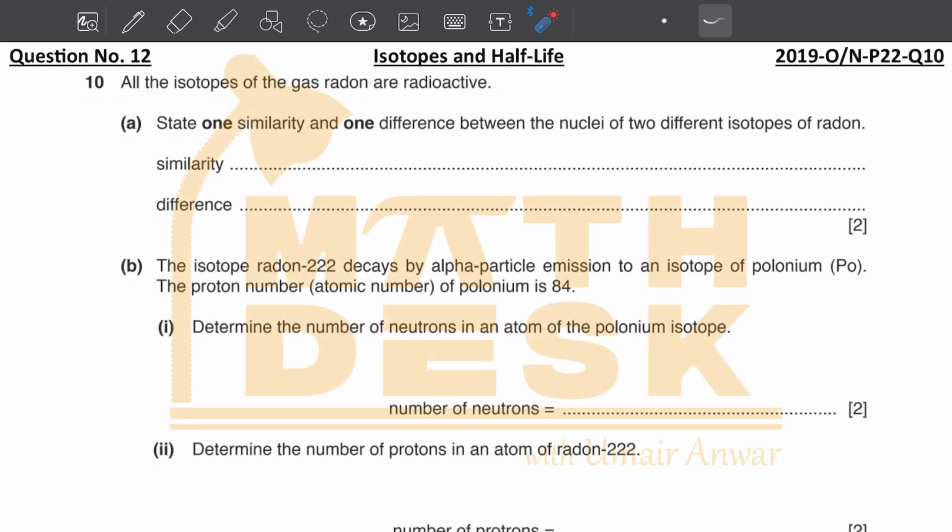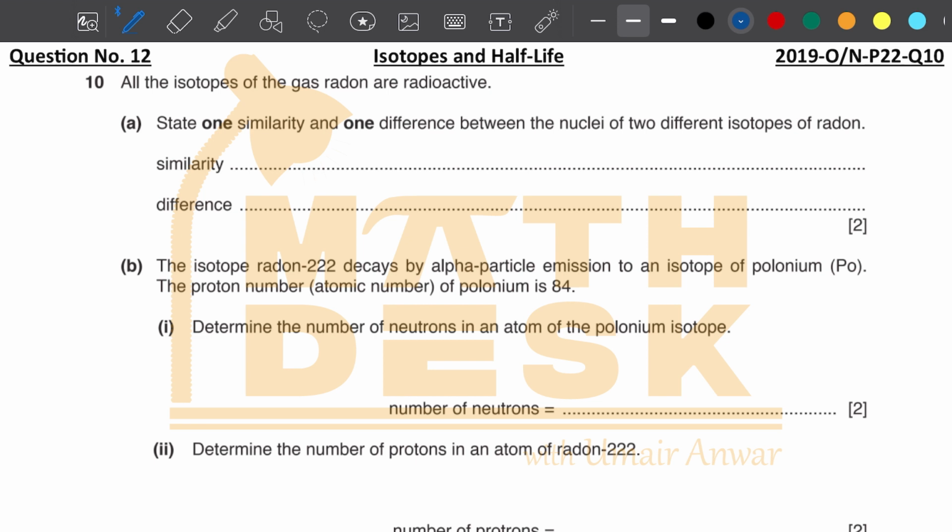Welcome to this tutorial. I'm solving question number 10 of paper 2 of the October-November exam series of 2019 in this tutorial. And the topic of this question is isotopes and the half-life. The question says all the isotopes of the gas radon are radioactive. So this is one radioactive substance which is found in air and naturally everywhere.